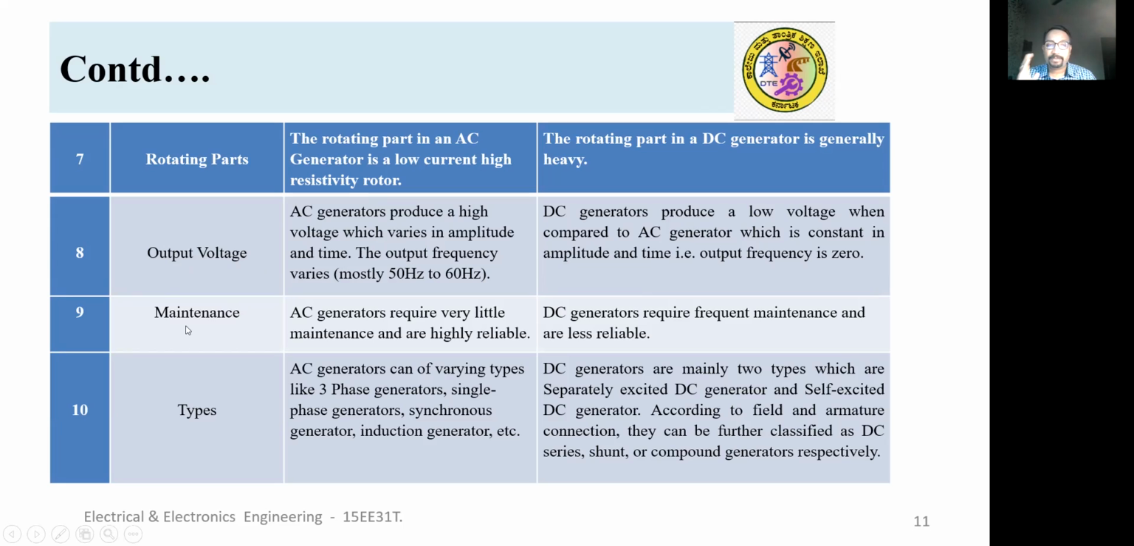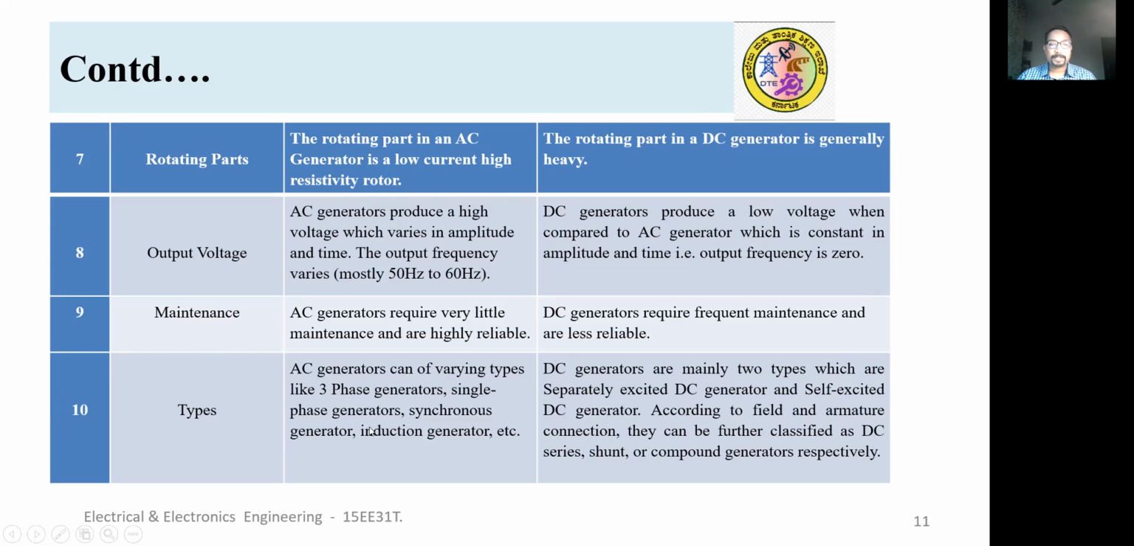Now coming to the difference between the AC generator and DC generator in terms of maintenance. Obviously, because of the commutation and the sparking across the brushes and commutator segments, the maintenance of a DC generator is much more and hence it is less reliable. Whereas in the case of an AC generator, those problems will not be there. Hence the maintenance of an AC generator is less and the reliability of an alternator is also high. That is regarding the maintenance.